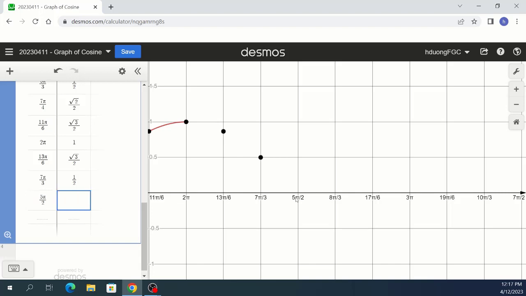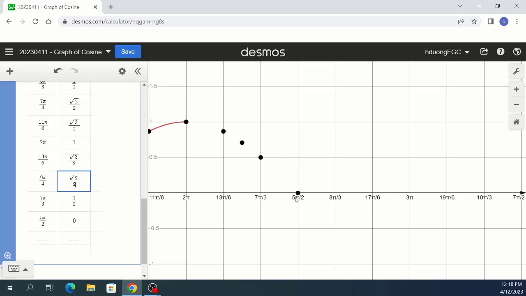Right. And I just now realized I actually missed one point between the 13 pi over 6 and the 7 pi over 3 right here. There was another one right here, and there's 9 pi on the common angles. And then there's a 9 pi over 4. So root 2, right? Over 2.